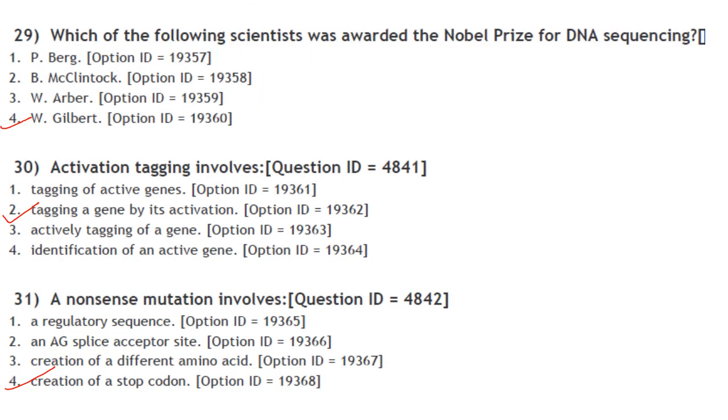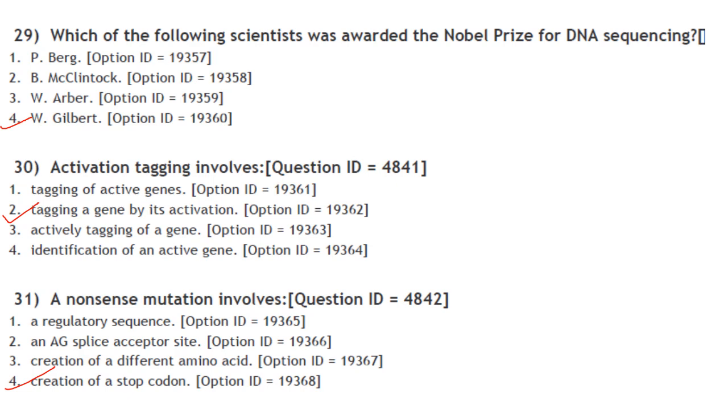Then which of the following scientists was awarded the Nobel Prize for DNA sequencing? So it was W. Gilbert. Gilbert was awarded the Nobel Prize in 1980 in chemistry, shared with Frederick Sanger and Paul Berg.